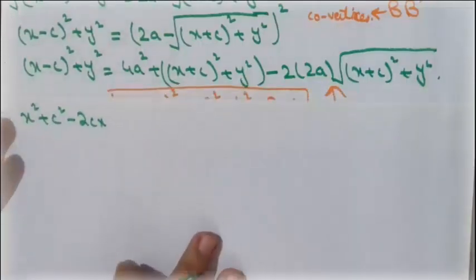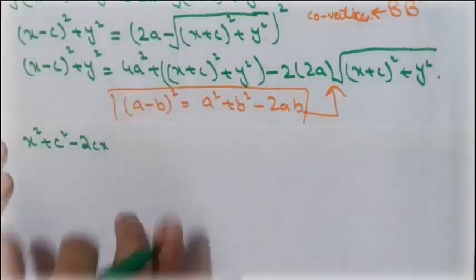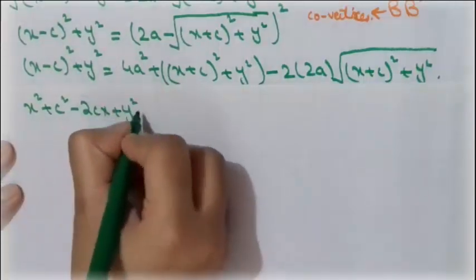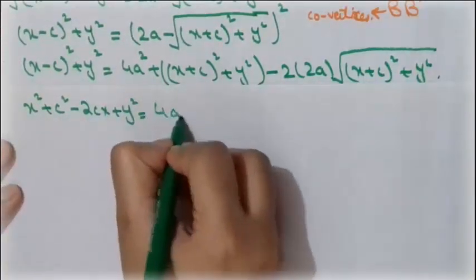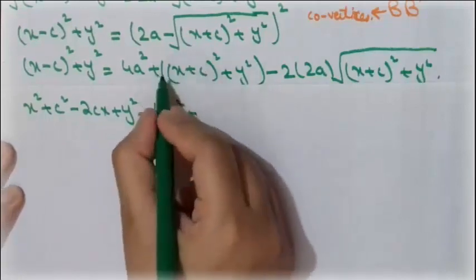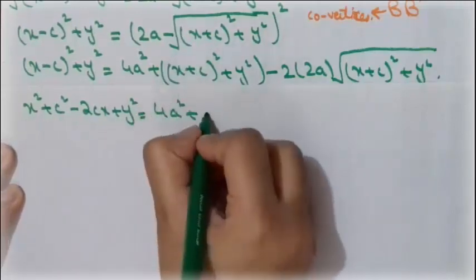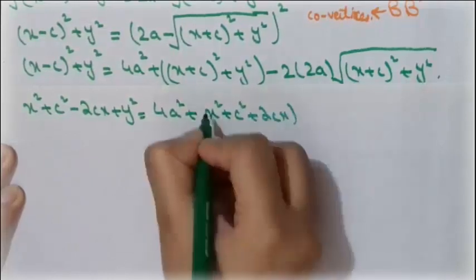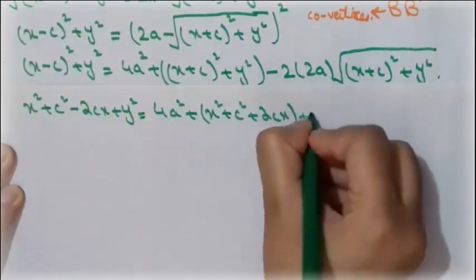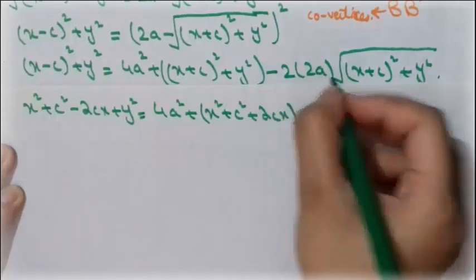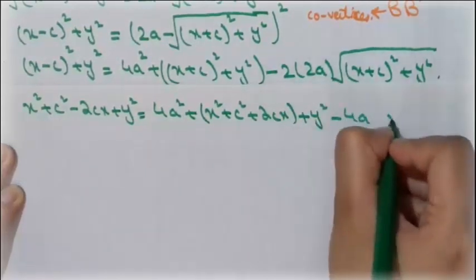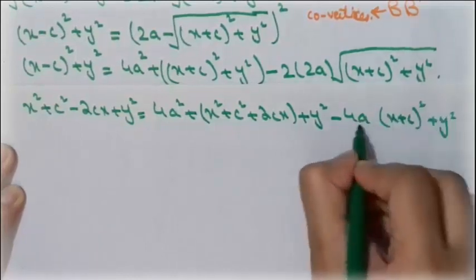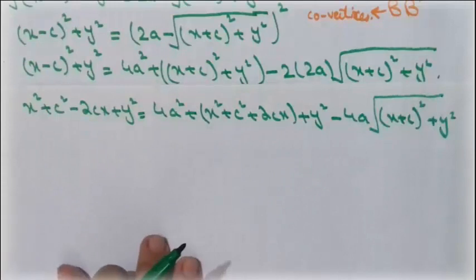We apply our formula, which is this formula over here as well, and plus y square as it is, which is equal to 4a square plus, if I open the square of this factor, it will be x square plus c square plus 2cx, and plus y square, and this factor will be minus 4ax plus c square plus y square, and this factor is in our radical sign.